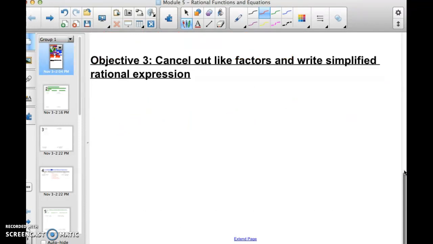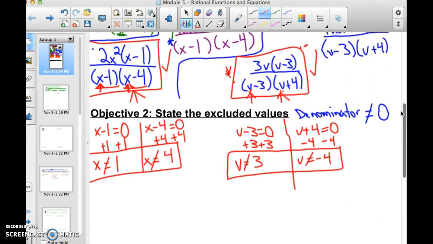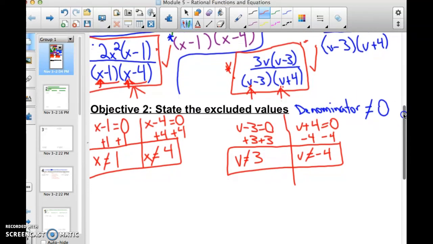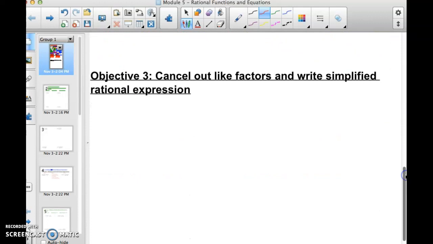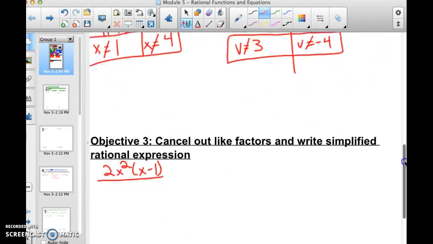Objective 3 says to cancel out like factors and write the simplified rational expression, or technically write what remains after you do that process. So in this case, we are still working from factored form up here. So I'm going to rewrite factored form down there just to show you this process. 2x squared times x minus 1 over x minus 1 times x minus 4.